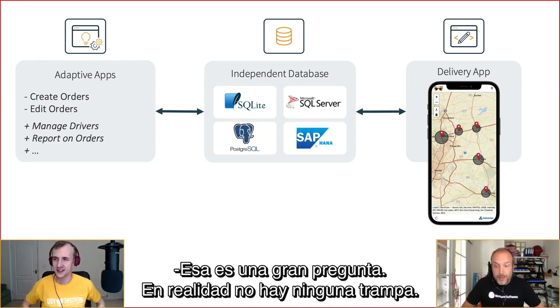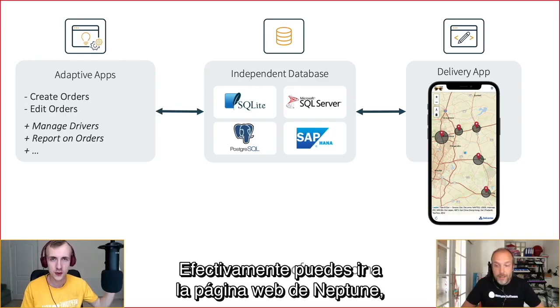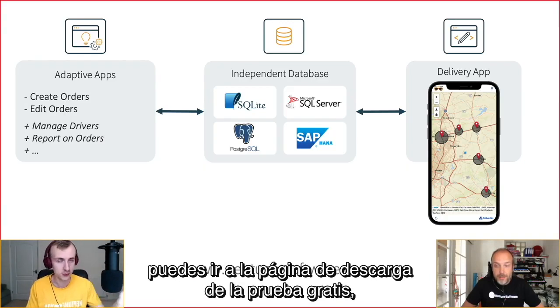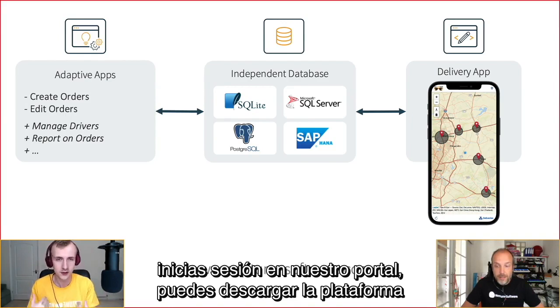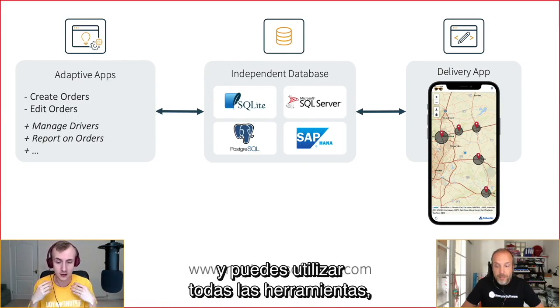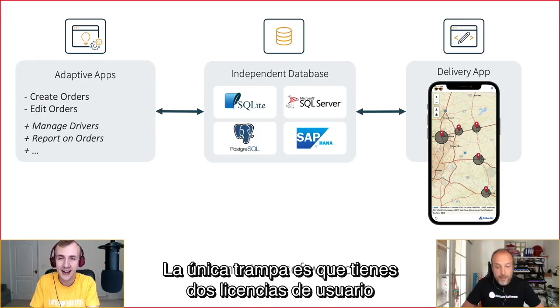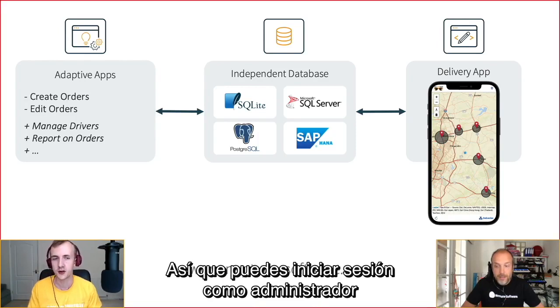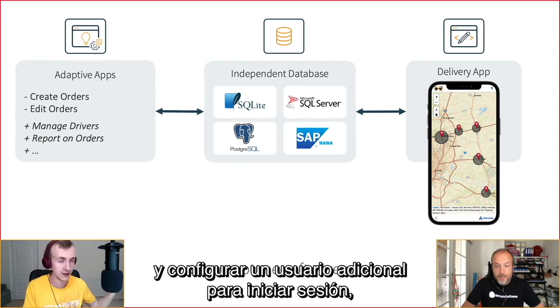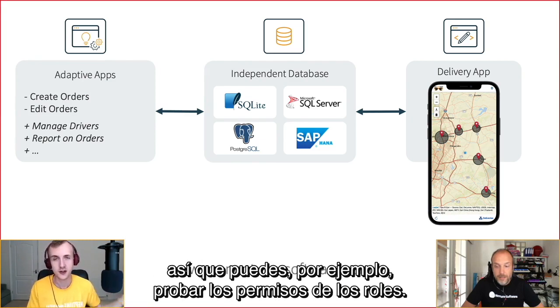That's a great question. So there's really no catch. You can indeed go to the Neptune website. You can follow through to the free trial download page. You log into our account portal and you can download the platform and you can use all of the tools. Everything you've seen here today is capable for free. The only catch is that you have 2 user licenses with the free trial. So you can log in as an admin and you can set up an additional user to log in. So you can test out role-based permissions, for example.